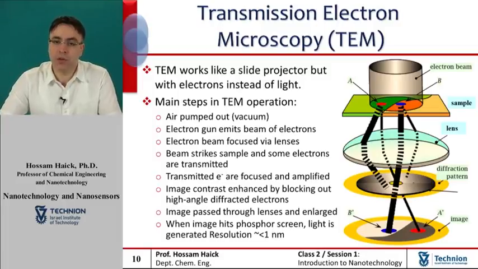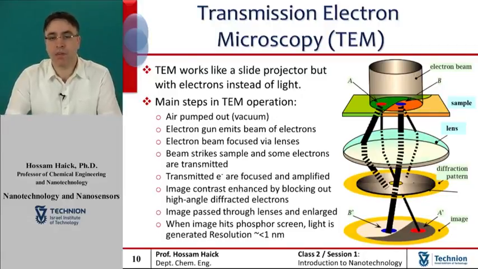The electron column includes elements similar to those in the light microscope. The light source of the light microscope is replaced in the TEM by an electron gun, which is built into the column. The glass lenses are replaced by electromagnetic lenses. Unlike glass lenses, the power of magnetic lenses can be changed by changing the current through the lens coil. The eyepiece is replaced by a fluorescent screen or digital camera.